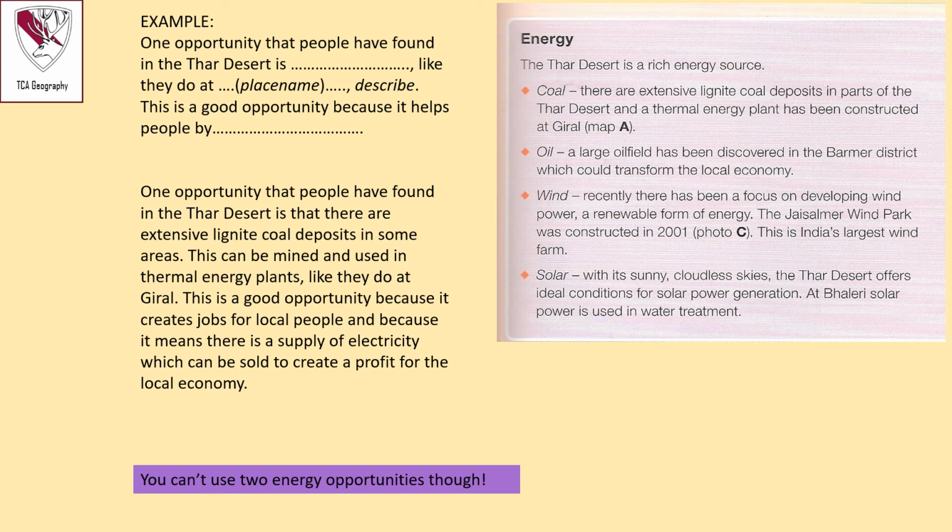Now, you can't have two things here and say that those are the two opportunities. You can definitely talk about, and you should talk about, at least a couple of these things as your one opportunity. So you can say one opportunity is the supply of energy, and then you could talk about coal and oil, coal and wind, wind and solar. You could even talk about all four of them.